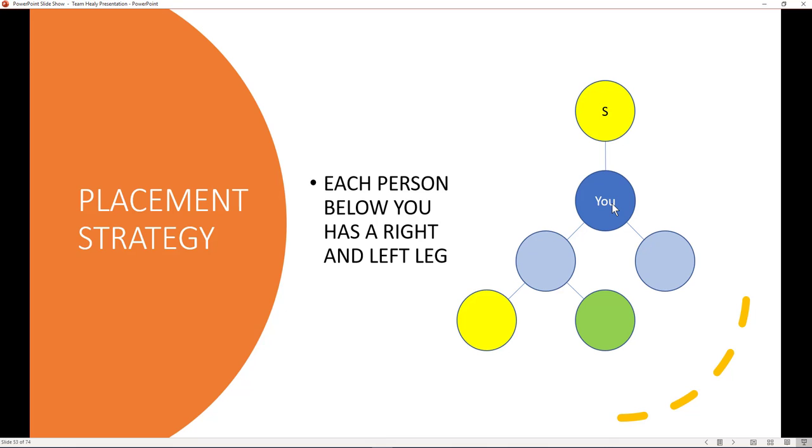And each person below you, whether they were sponsored by you or somebody above you in the matrix, they also have a right and left leg. And when they enroll people, they put them on either their right or left leg. And here we showed somebody coming in that was enrolled by someone you enrolled, and they put somebody on their right leg.